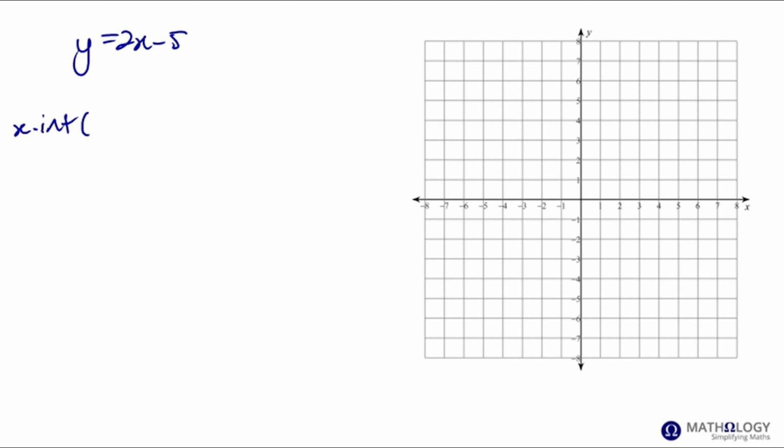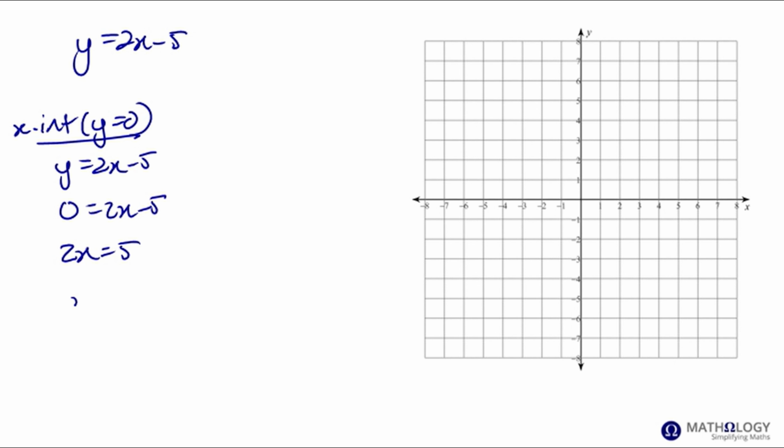The x-intercept is where y equals 0. So we put y equal to 0 in the function. So 0 equals 2x minus 5, and we solve for x. 2x equals 5, x equals 5 over 2. Again, we're not going to write this as 2.5. It's 5 over 2. So we'll call this point A.